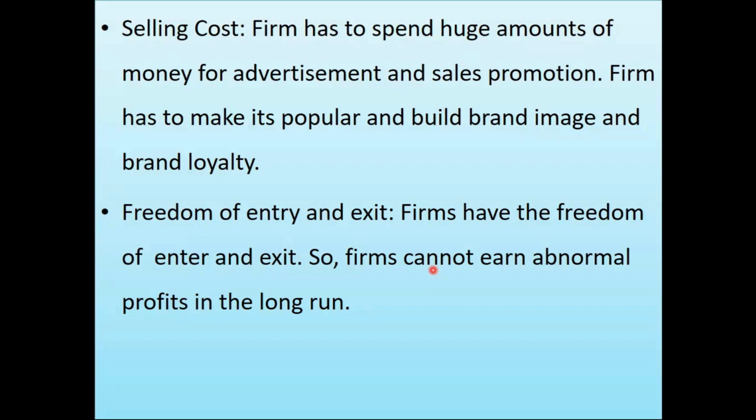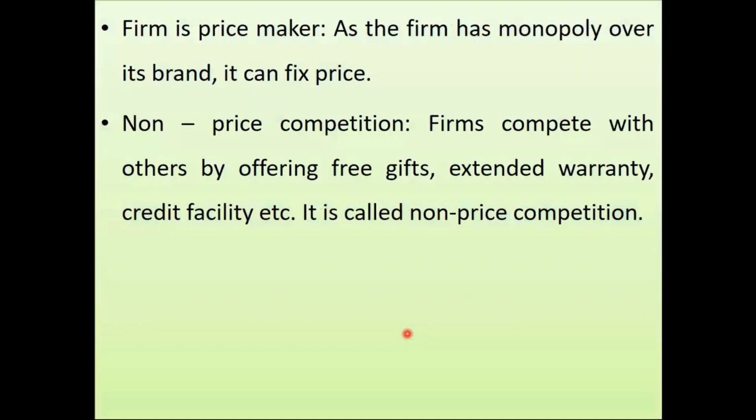Next, free entry and exit. In the monopolistic competition market, we could see freedom for firms to enter and exit the market. Due to this reason, there is no possibility of abnormal profit. Next, the firm is a price maker. As I told you, the firm has a monopoly over their brands, so they will fix the price for their commodities. And in monopolistic competition, the firms do non-price competition.